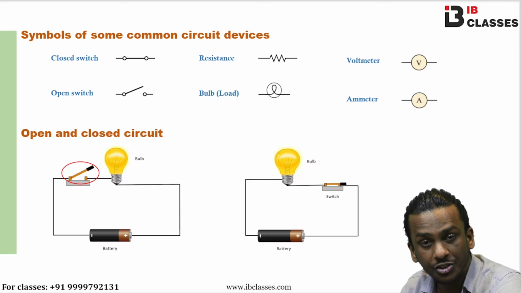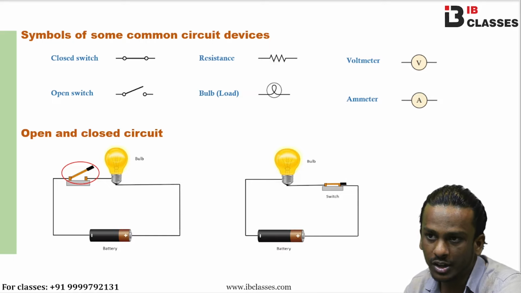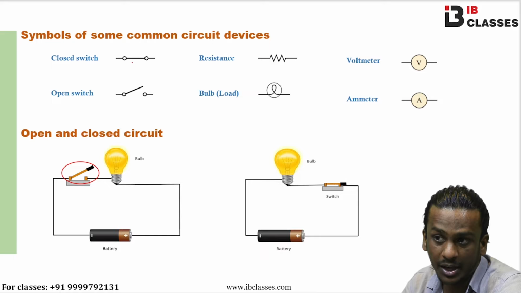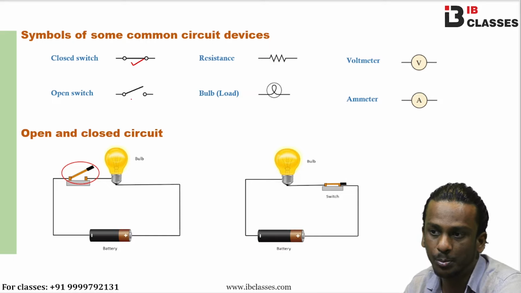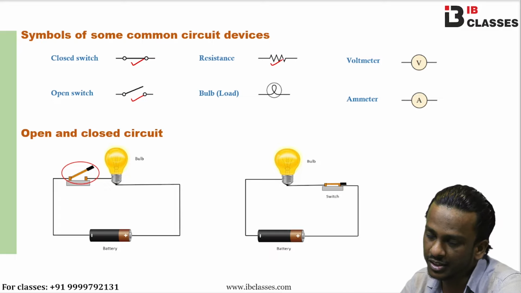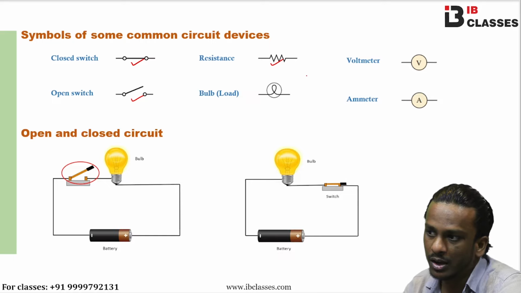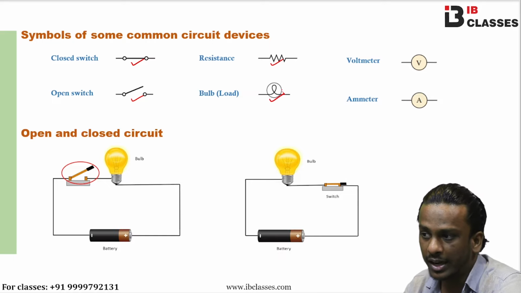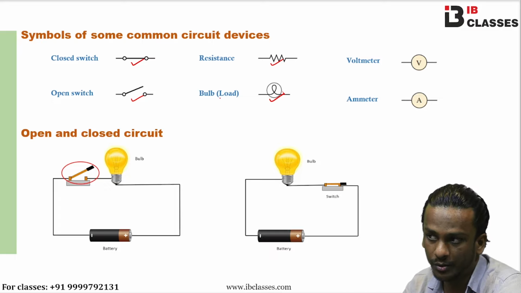A circuit consists of many components, and all of those components can be represented by a symbol. If the circuit is on, it is represented by a closed switch. If the circuit is off, it is represented by an open switch. This one is the resistance, which always tries to oppose the electric current flow. This is the electric bulb, a device which consumes electrical energy. That's why we can also say it is a load.